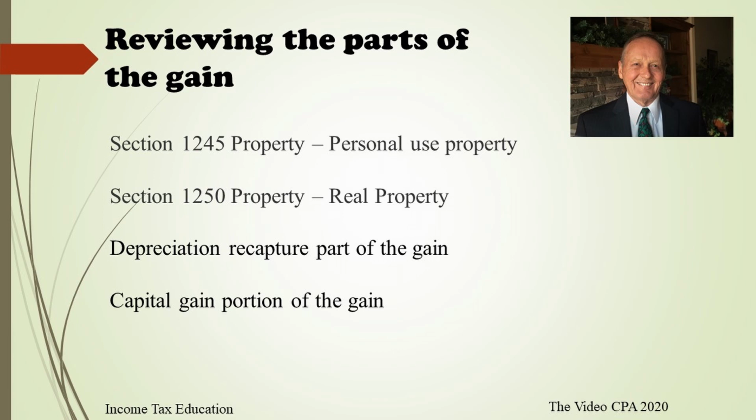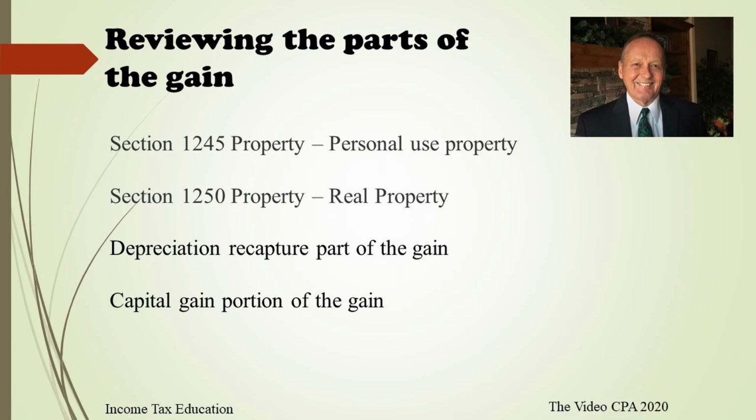We've got two sections in the IRS code that govern depreciation of personal property and govern depreciation of real property. So section 1245 is personal property, section 1250 is real property. And those two sections govern the tax rates and how the gains are treated on these two types of properties.